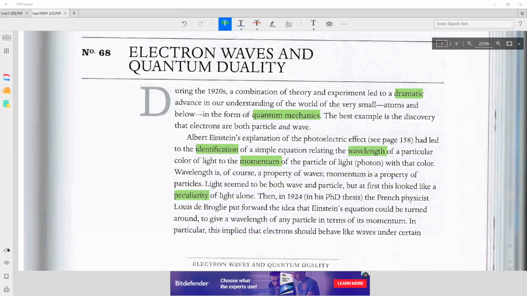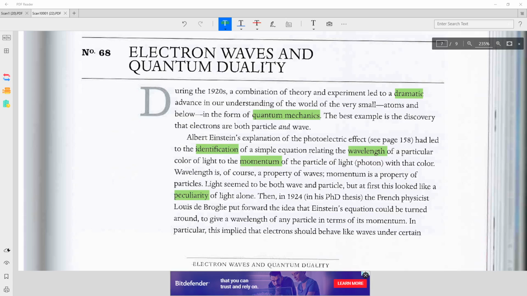During the 1920s, a combination of theory and experiment led to a dramatic advance in our understanding of the world of the very small, atoms and below, in the form of quantum mechanics. The best example is the discovery that electrons are both particle and wave.